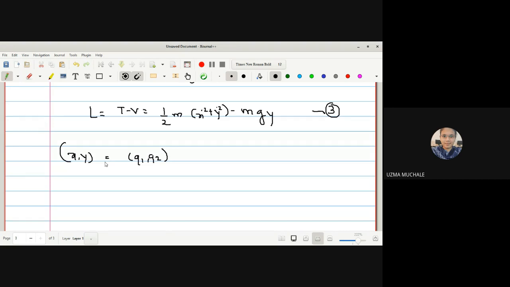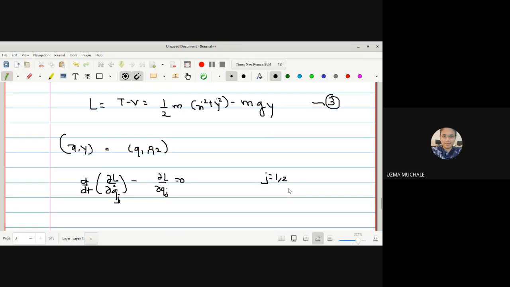Now let us go for the Lagrange's equation of motion, d by dt of dou L by dou q j dot minus dou L by dou q j. First I will write down the general equation. But here again we are in the conservative case, so we have written this equation.